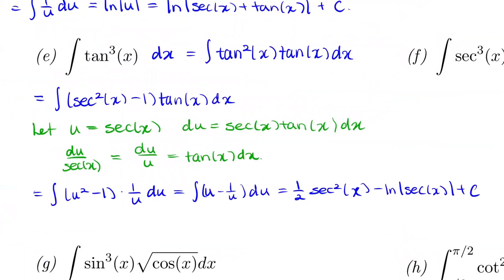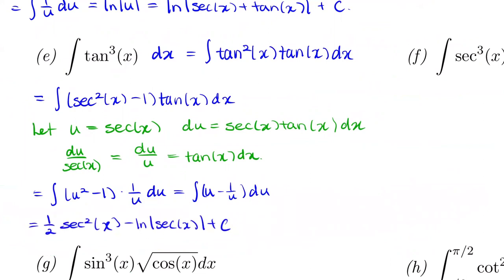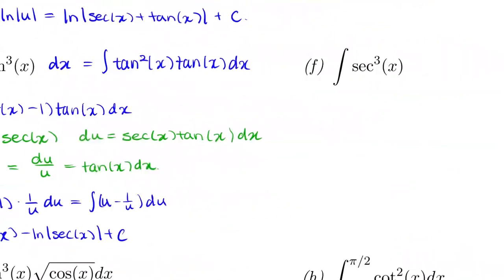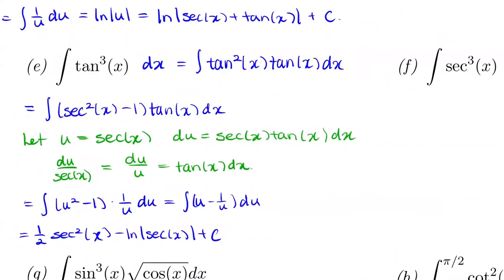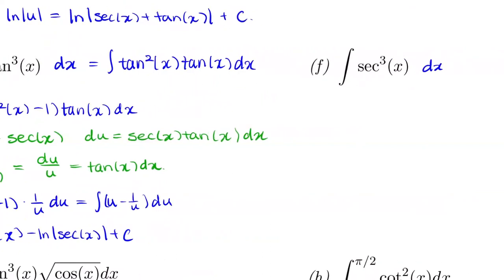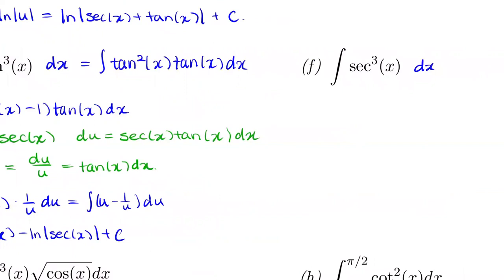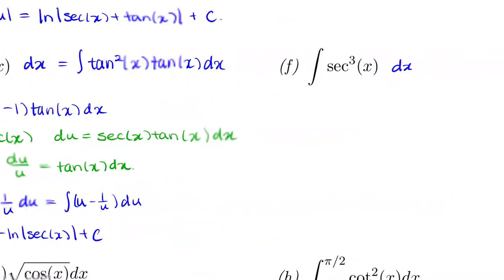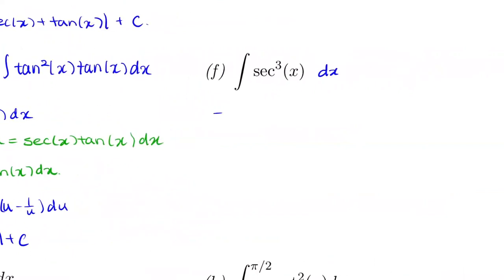Okay, so that's for part E. Part F is also done similarly. So now we have a secant cubed of x. To integrate this one, I'm going to break it up into a secant squared of x and a secant of x. So I'm going to have the integral of secant squared of x and secant of x dx.